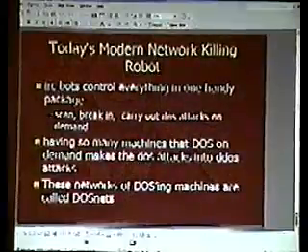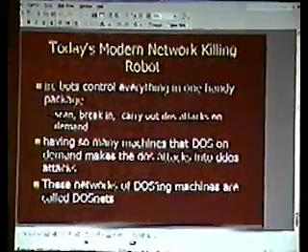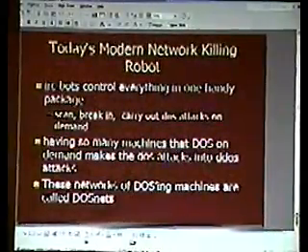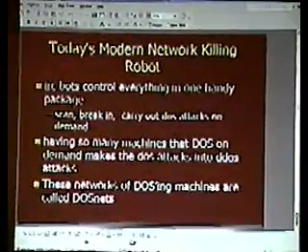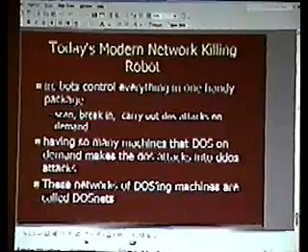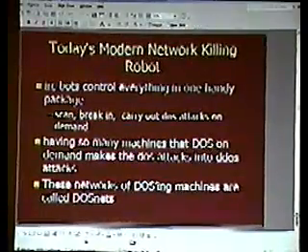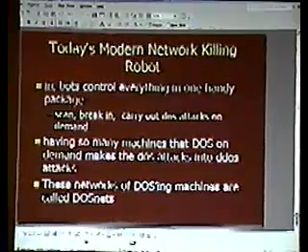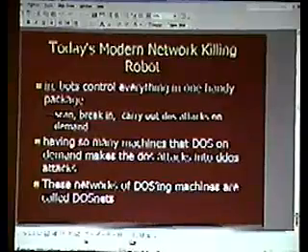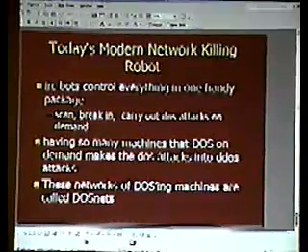So today's modern network killing robot, which doesn't really kill a lot of networks, just the smaller ones, so that's sort of a misnomer, controls everything in one package. It's sort of like one-stop shopping, where you get your tool to scan, break in, and copy your IRC bot onto the machine, and it doesn't really take a lot of effort. It's mostly a matter of scanning every single IP address that you can scan, and then statistically you're going to have a certain amount of vulnerable machines.